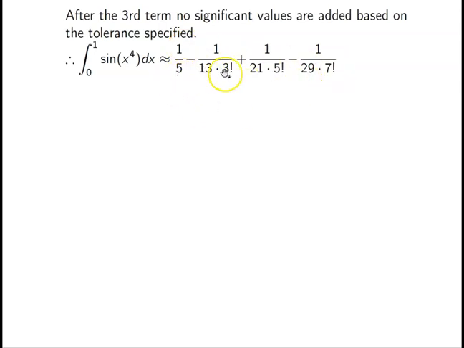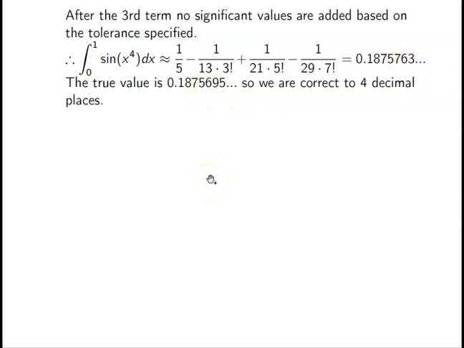So I just add up these first 4 terms, okay, which is 0.1875763, right? The true value is 0.1875695 and some change. So you can see it's very clear here that we're stable to the first 4 decimal places, and then after that, we start to have variation. Okay? So we're correct to 4 decimal places.